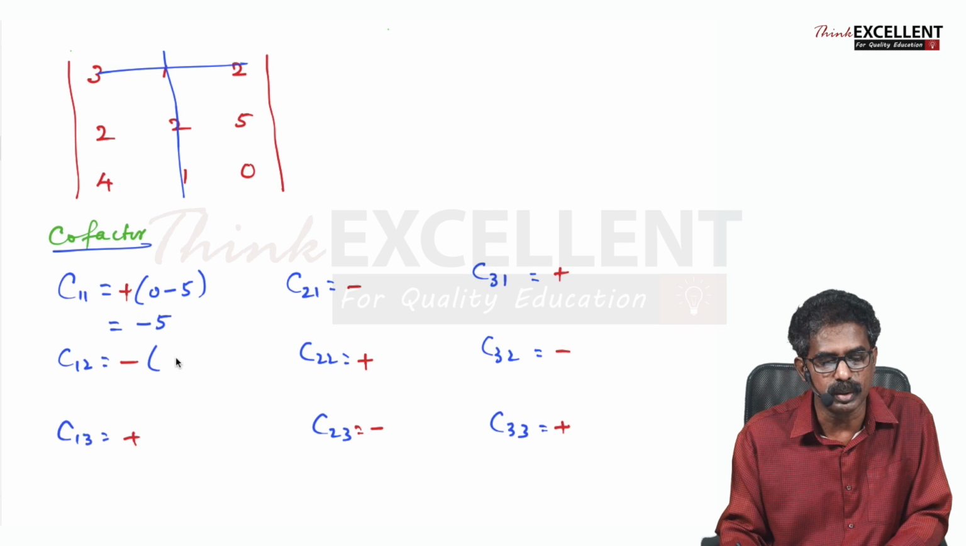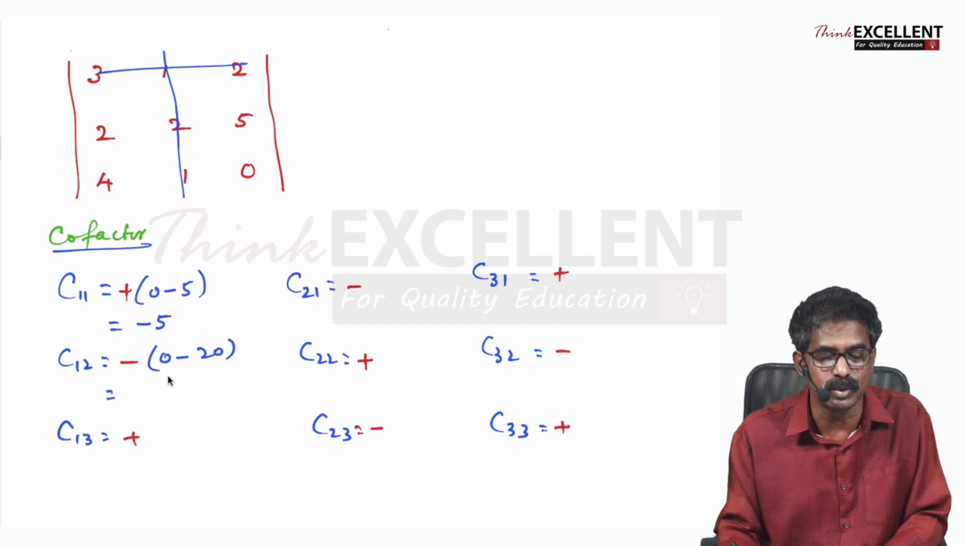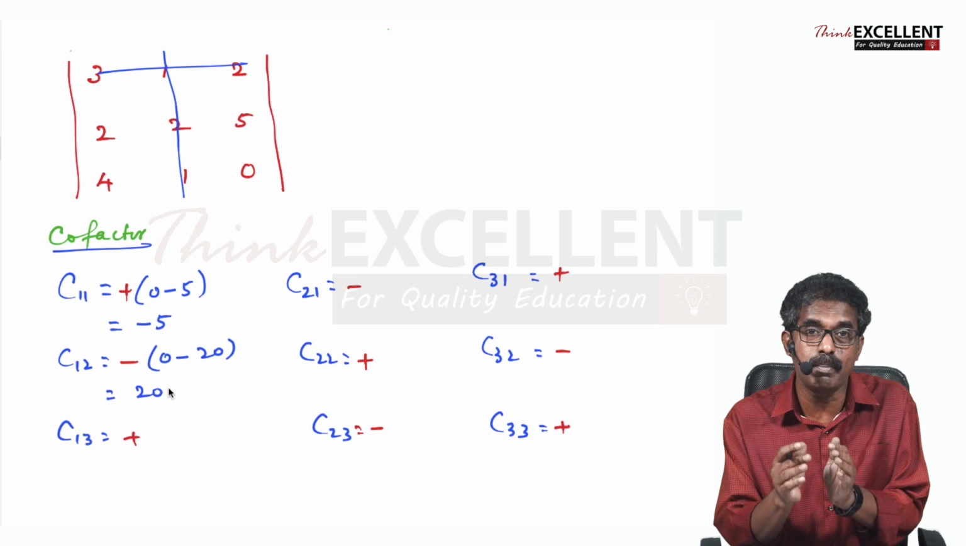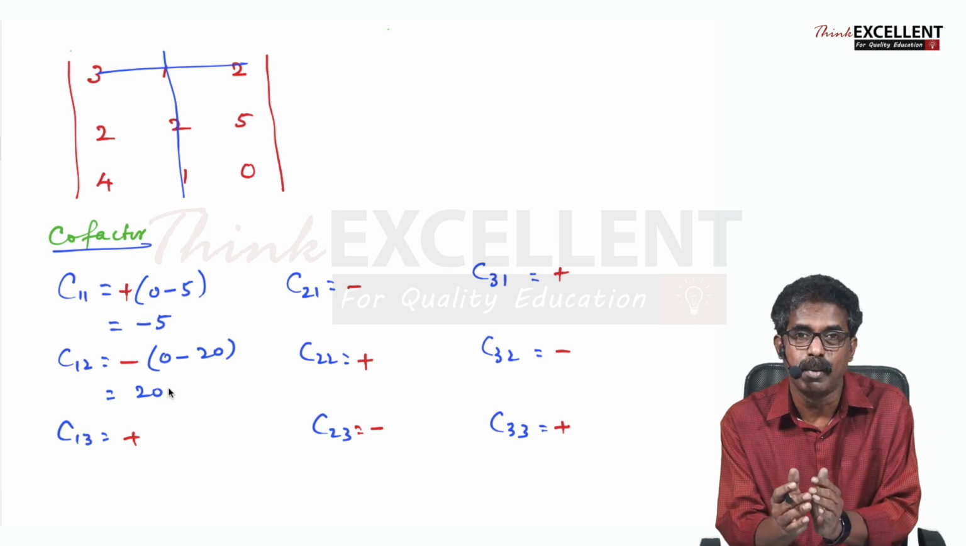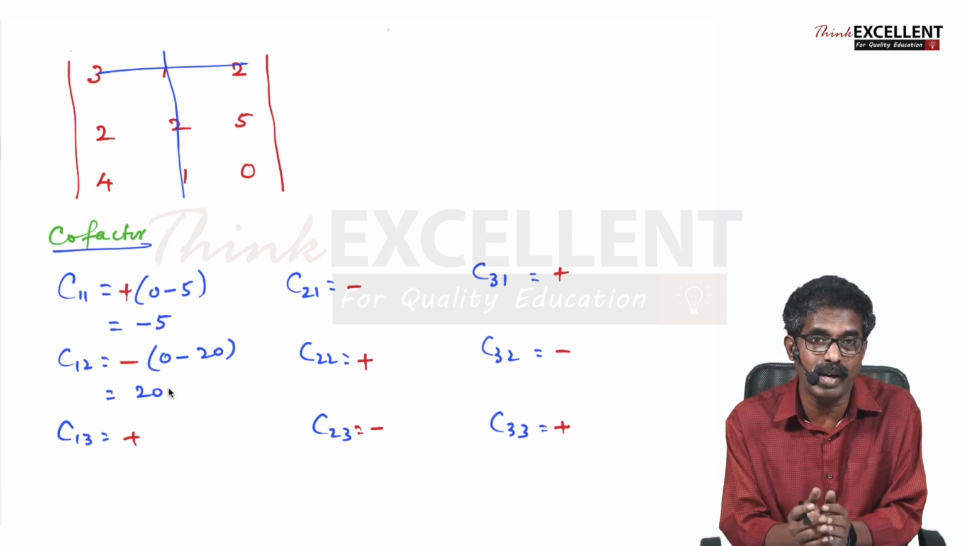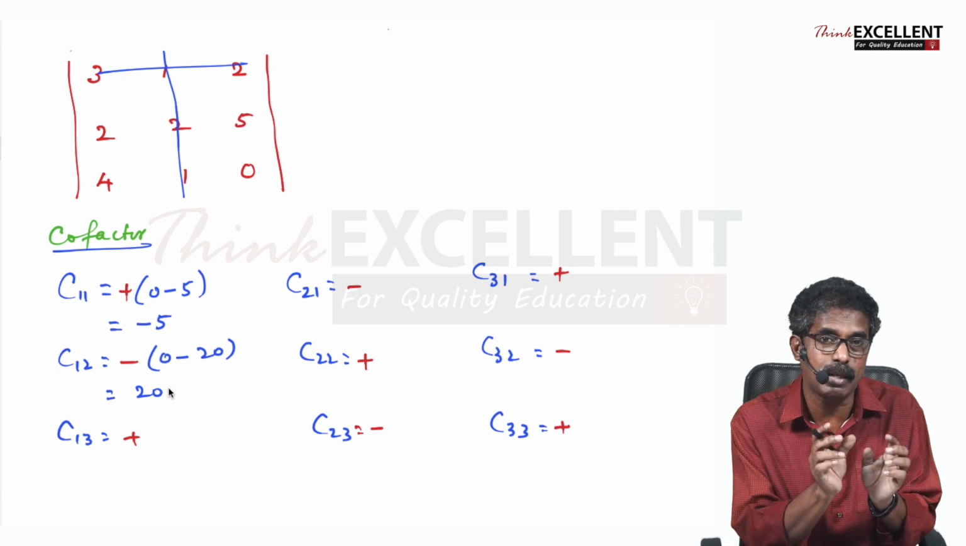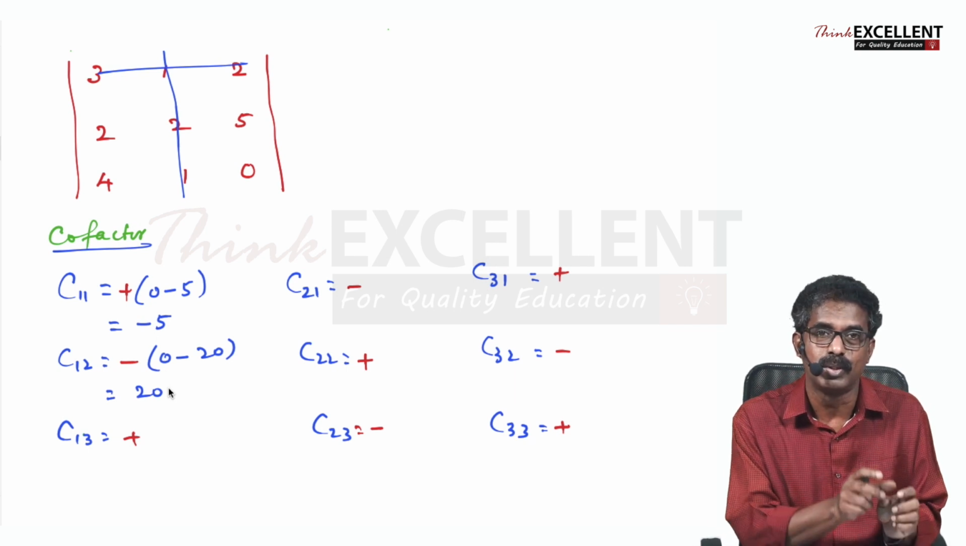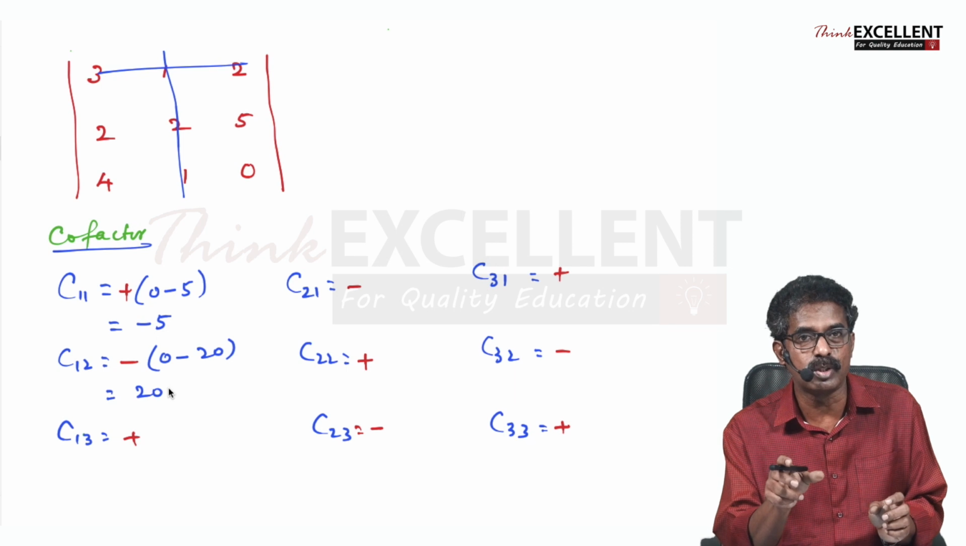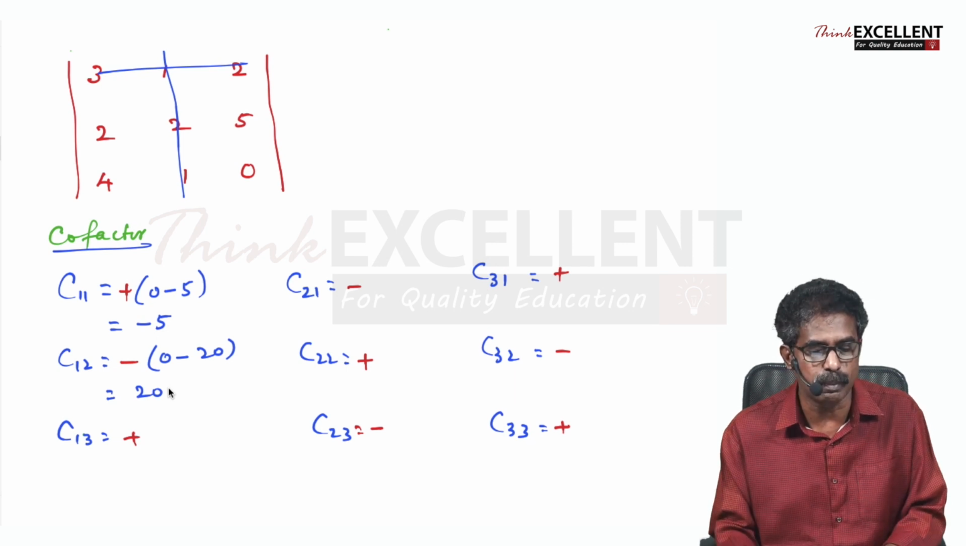2 into 0, 0 minus 4 into 5. 5 fours are what? 20. So what you get? Minus 20. So it is what? Plus 20. So if you find minor, you get only that minus 20. But when you find cofactor, signed minor, for that particular term, the sign is what? Minus. So minus, then minor value is minus 20. So minus is what? Plus 20.